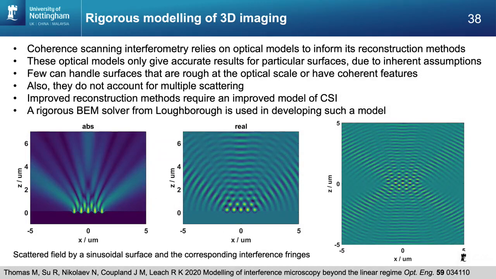But what happens if we've got that multiple scattering? Well, if we do have multiple scattering, then we have to start thinking about rigorous approaches. This is where we need to start having exact solutions to Maxwell's equations. And we've developed one with Loughborough University, which uses a boundary element solver. I'm not going to go into any details, but it's basically a rigorous solution to Maxwell's equations.